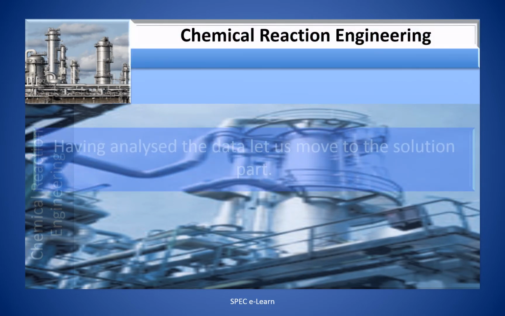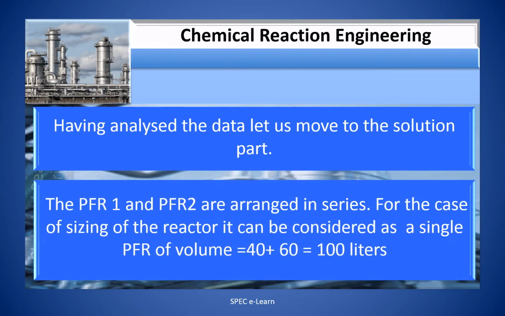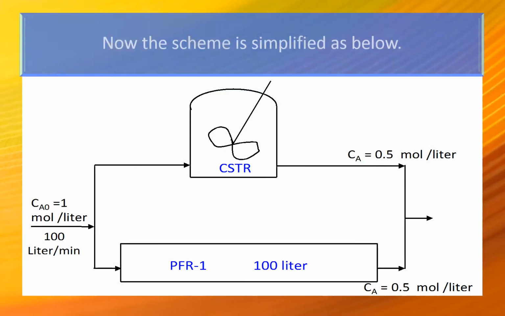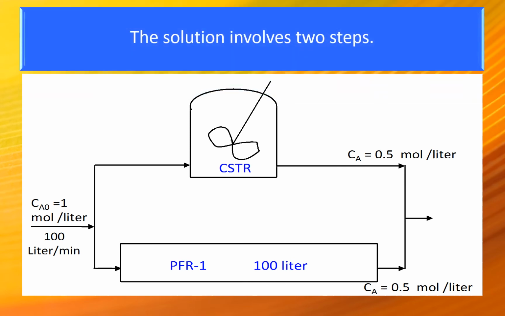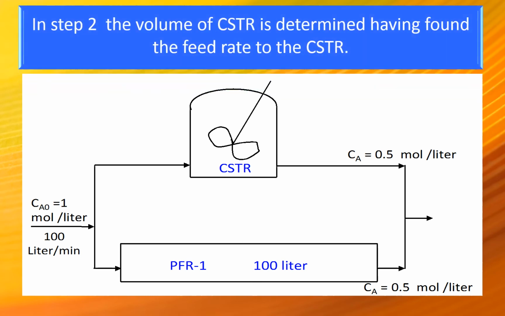Having analyzed the data, let us move on to the solution part. The PFR1 and PFR2 are arranged in series. For the case of sizing of the reactor, it can be considered as a single PFR of volume 40 plus 60 equal to 100 liters. Now the scheme is simplified as below. The solution involves two steps. In step 1, determine how much feed is split and fed to PFR. Since the volume of PFR and conversion X is known, this can be determined. In step 2, volume of CSTR is determined, having found the feed rate to the CSTR.